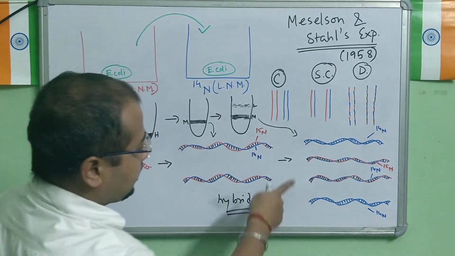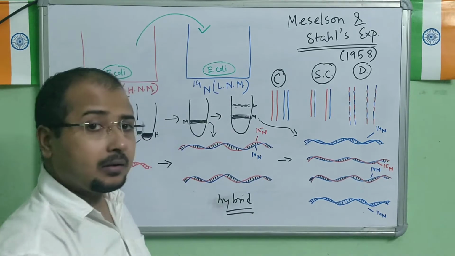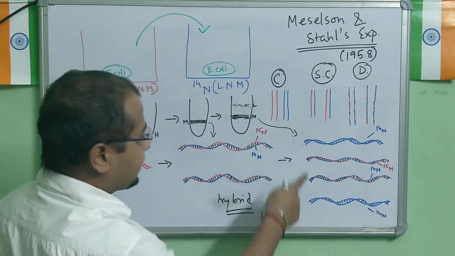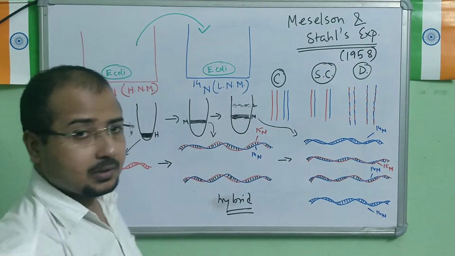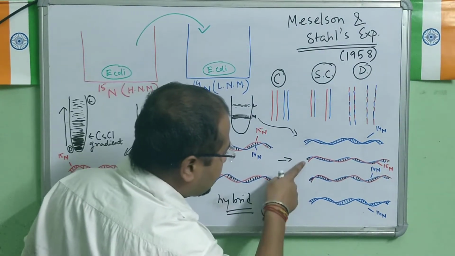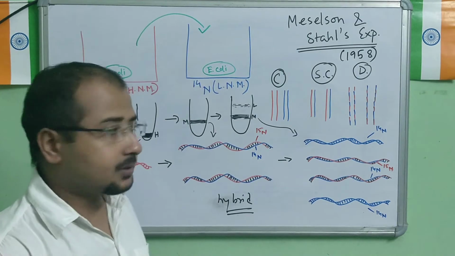So medium and the light bands. Clear? Blue is the lighter bands. This is the light, you can see the blue one. Red one is the heavy bands. Okay, and this you can see combination. So this is the hybrid band.